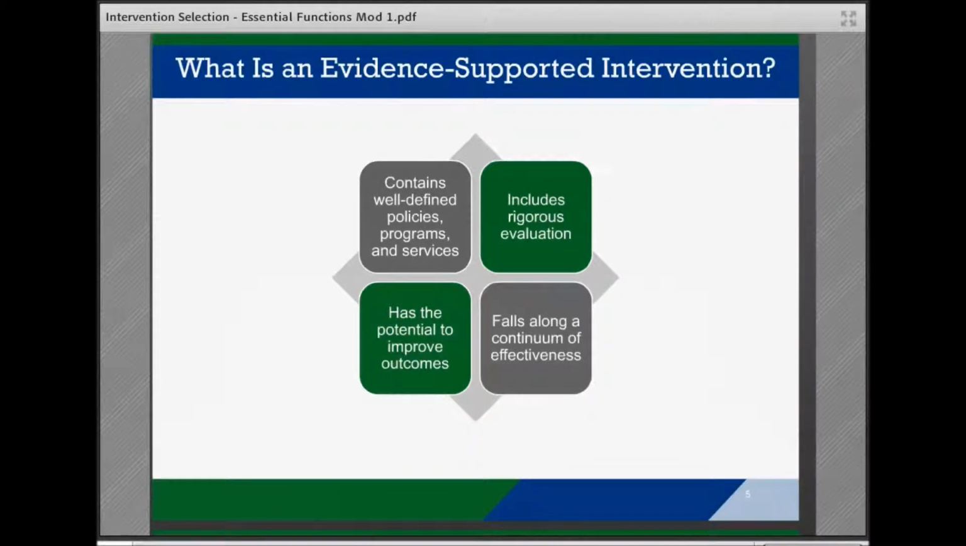Depending on the amount of research evidence, ESIs fall along a continuum of effectiveness, and when closely replicated with similar populations, are expected to produce similar outcomes. A well-supported intervention will rate highly on both effectiveness and strength of evidence.